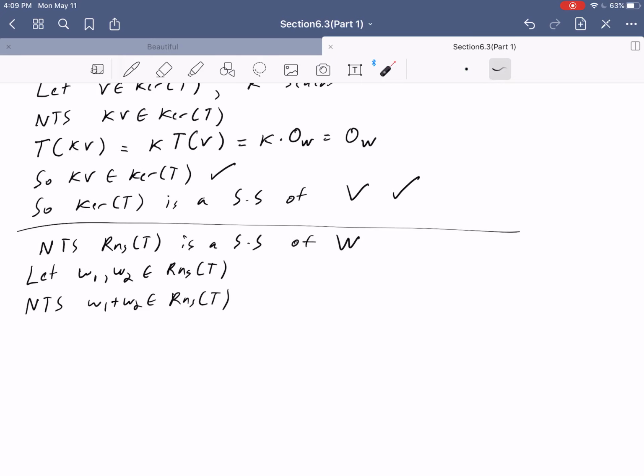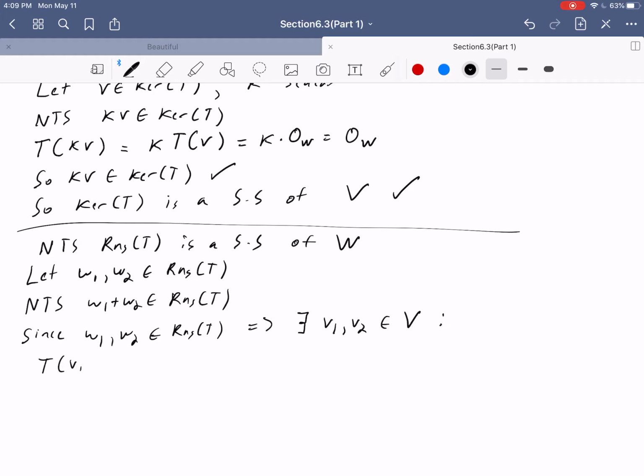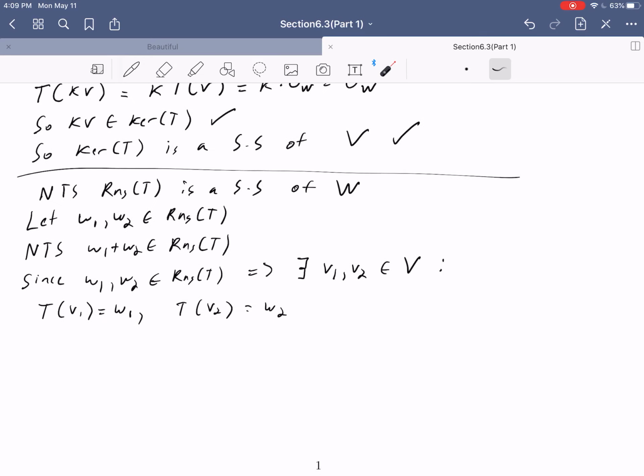All right, so let's think about what it means for W1 and W2 to be elements of the range of T. Since W1 and W2 are elements of the range of T, this implies that there exist V1 and V2, elements of V, such that T(V1) is equal to W1 and T(V2) is equal to W2. That's what it means to be in the range. It means that there are things in the domain that actually get mapped to those W1 and W2. All right, but now let's consider what would happen if we applied our transformation to V1 plus V2.